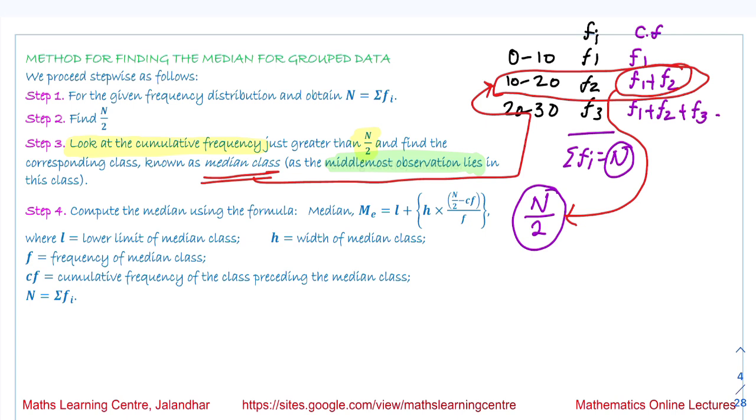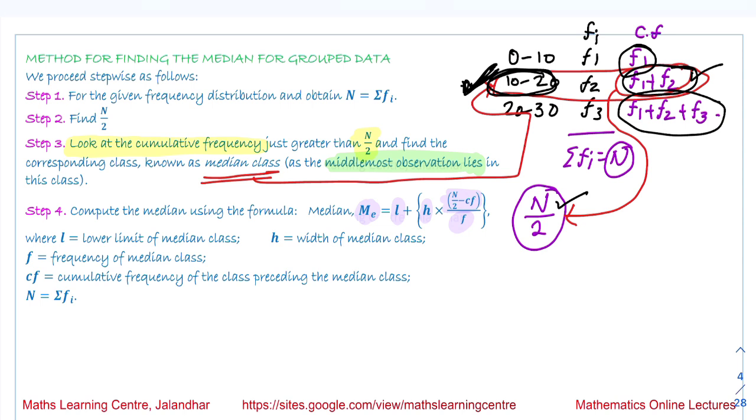Now to compute the median, we will use the formula: median is equal to L plus H times (n by 2 minus CF) over F. Now what are these terms? L is the lower limit of the median class. How have we found the median class? We calculated n by 2, and the cumulative frequencies f1, f1 plus f2, f1 plus f2 plus f3. The class corresponding to the number just greater than n by 2 is called the median class.